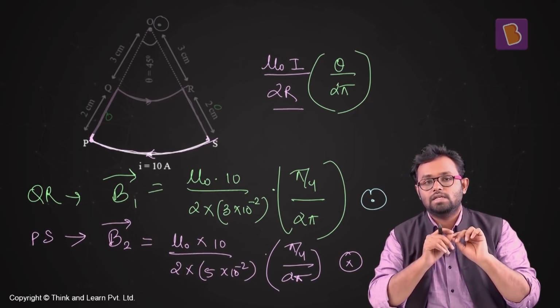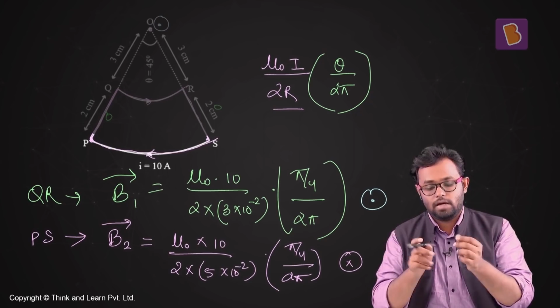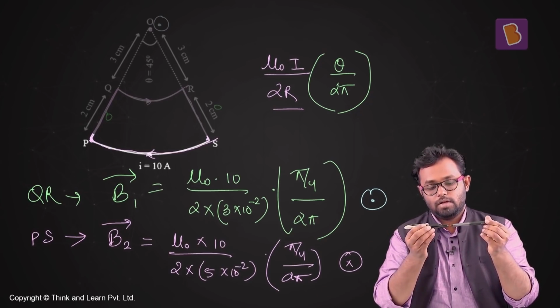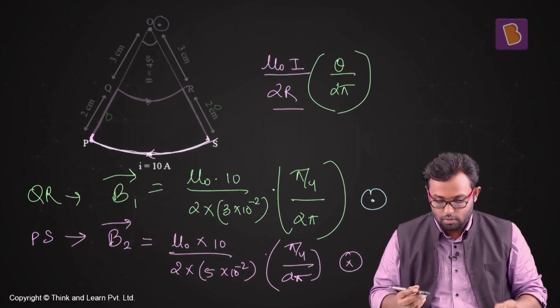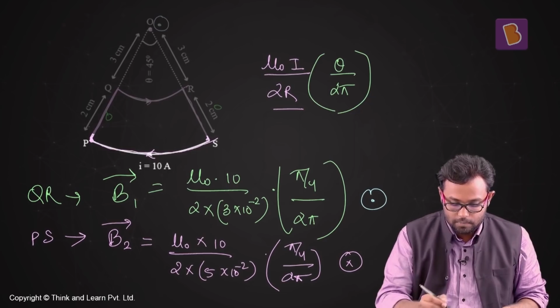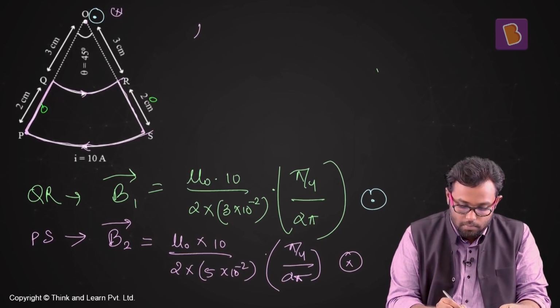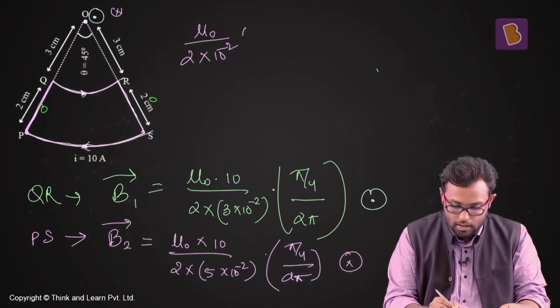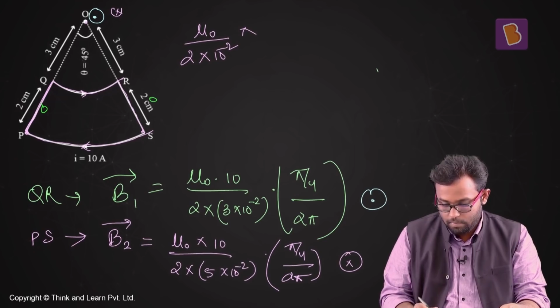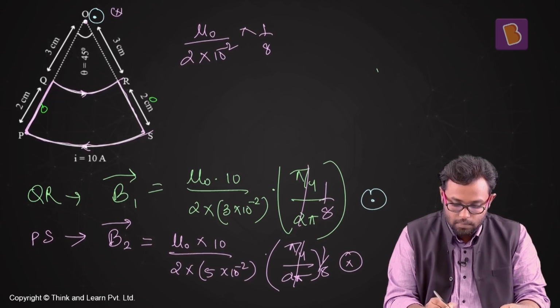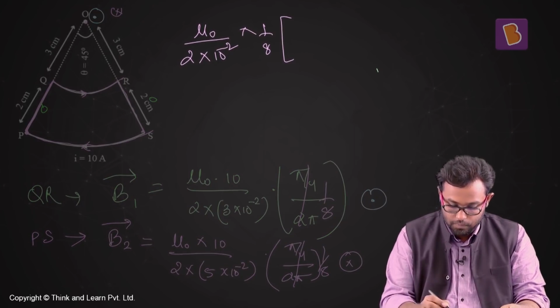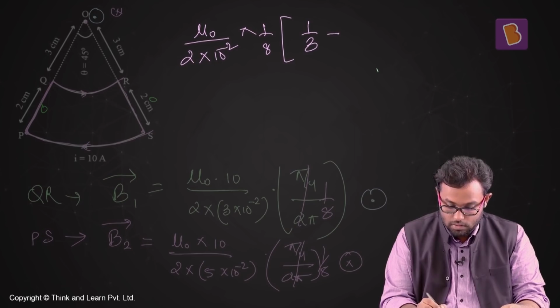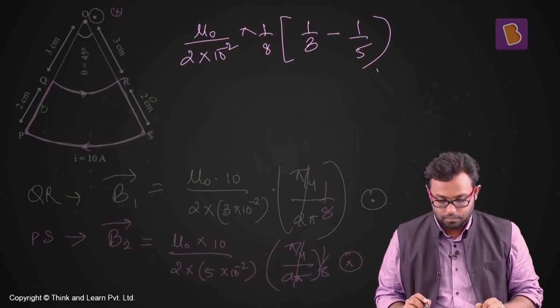And because they're vectors, whenever there are two vectors which are opposite to each other, then to find the resultant, all you have to do is subtract them. So that's what I'm going to do. I'm going to subtract these two quantities and let me see what I get. I can take a few things common here. Mu naught upon 2 into 10 to the power of minus 2, and pi by 4 by 2 pi will become 1 by 8. So it becomes 1 by 8 for both. So into 1 by 8, and inside I have now 1 by 3 minus 1 by 5.